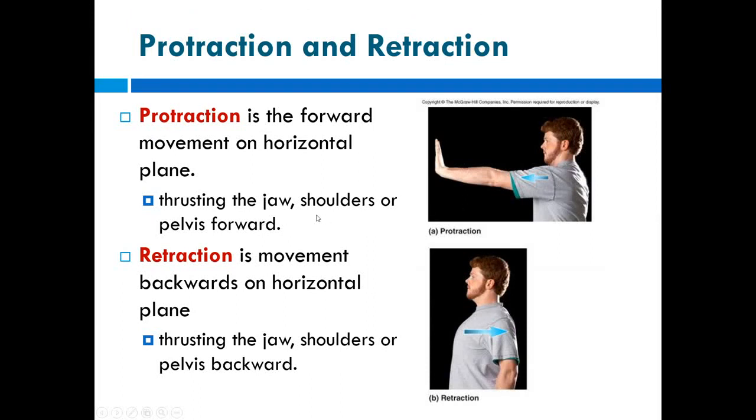Sometimes it can be thrusting the jaw. We will see another picture to understand that. And moving the shoulder and the pelvis forward is called the protraction. That means moving something forward is protraction.